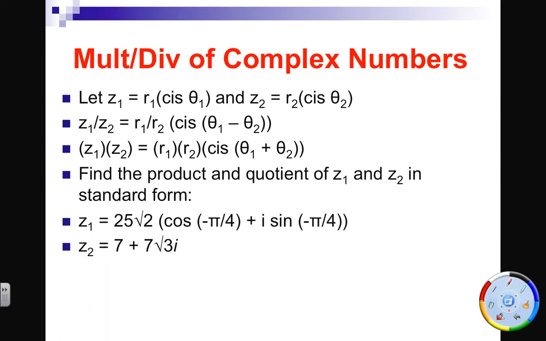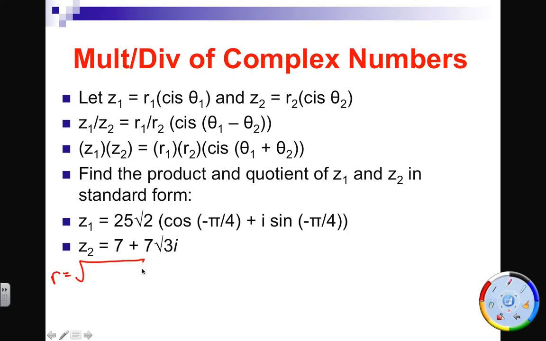So let's find the product and quotient of these two complex numbers in this one example I have here. One number is already in trig form for us. Notice the r is 25 root 2, and the theta is negative pi fourths. My second one's not, so I need to figure this one out.